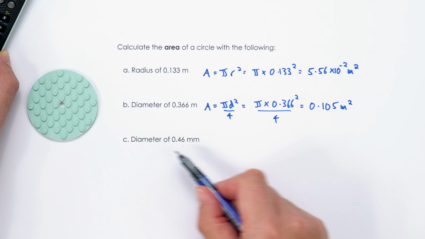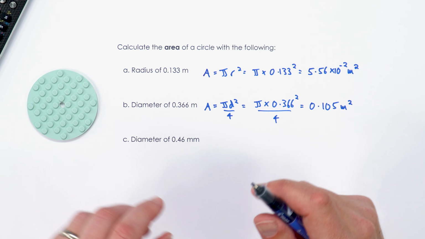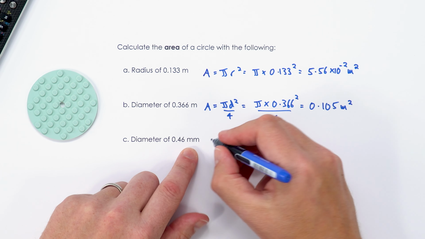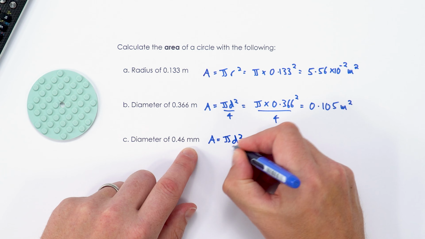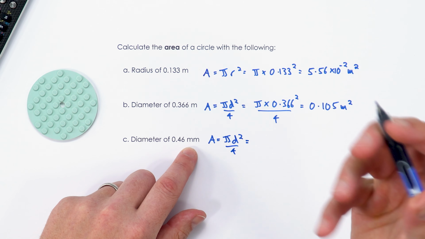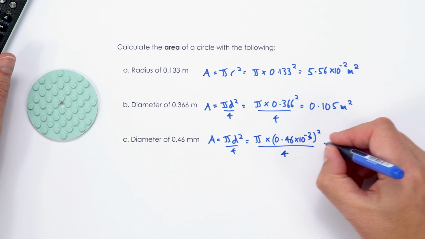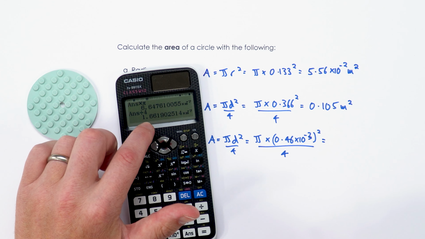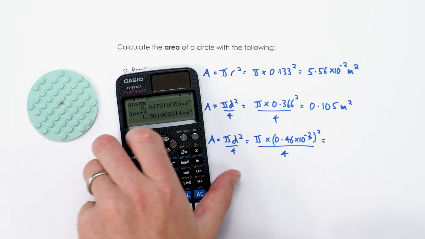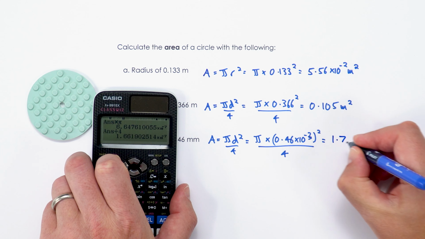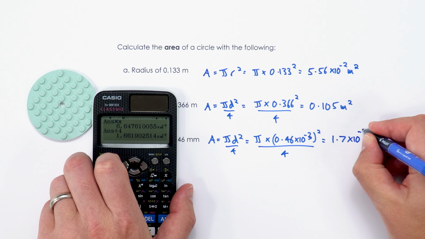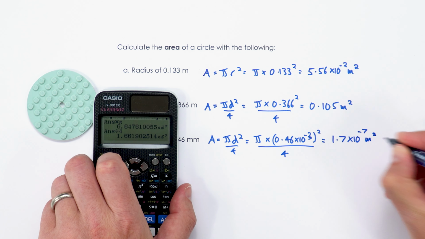And for the last one, again, we've got the diameter, but here we've been given a diameter in millimeters. So we're going to use the same equation that A equals pi d squared over 4. We can put the numbers in and then work it out, giving me an answer of 1.661 times 10 to the minus 7. Because we've got that to 2 significant figures, I'm going to give this as 1.7 times 10 to the minus 7 meters squared, which is an incredibly small number.